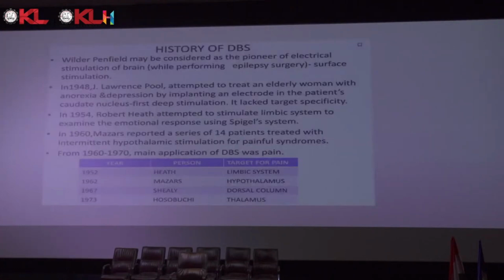So what is the history of DBS? Actually, it started initially with people doing electrical stimulation of the cortex, followed by striatal stimulation, followed by stimulation of the GPI, followed by the hypothalamic region. Different nuclei they were stimulating, so it slowly evolved into the full DBS.